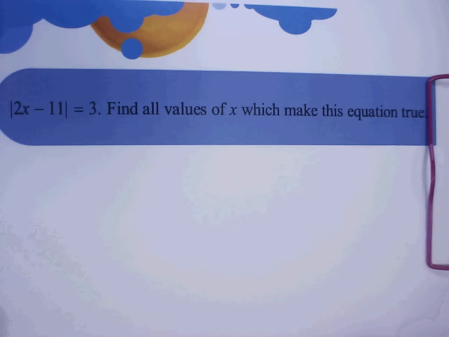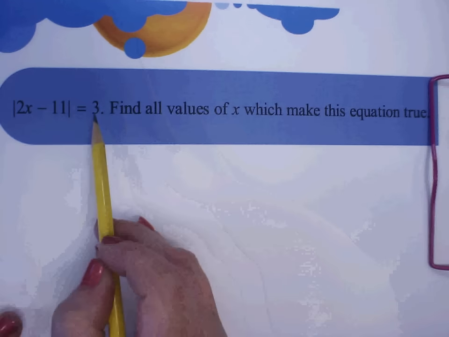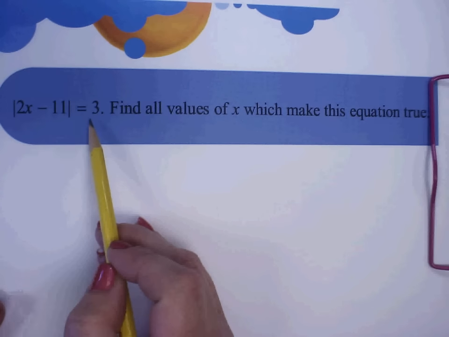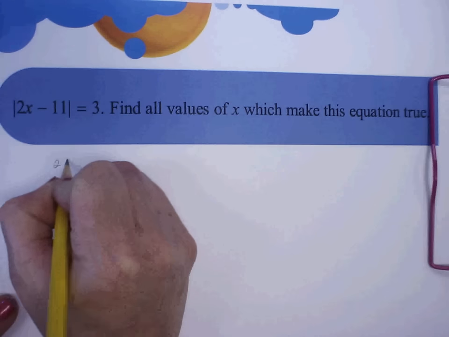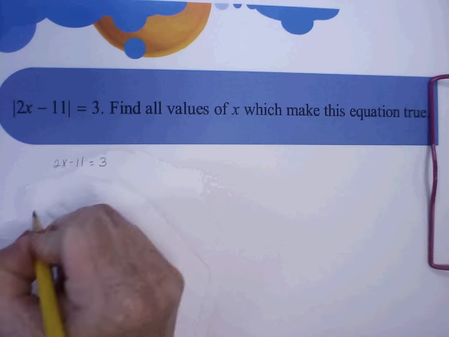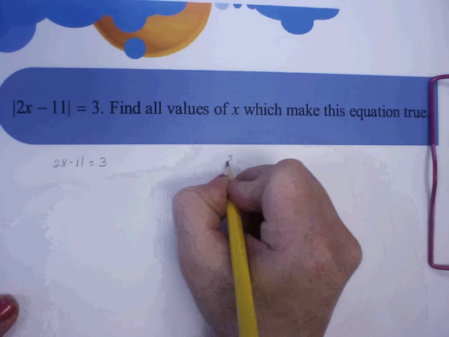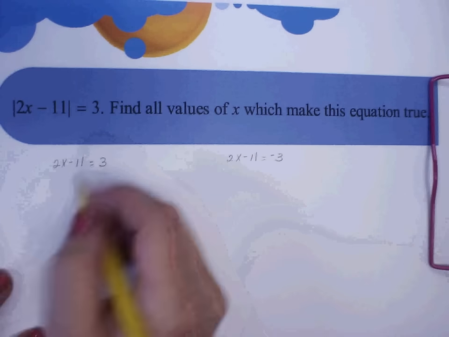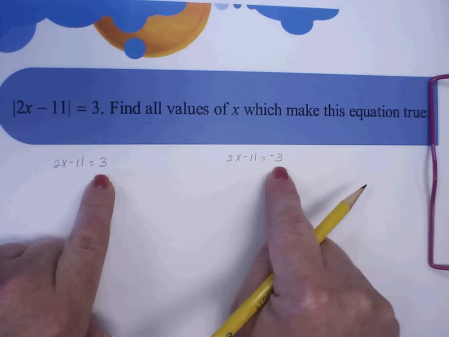The absolute value of 2x minus 11 equals 3, and we've got to find all the values which make this equation true. All right, so the first thing that we need to understand is that because it's absolute value, it can be equal to 3, but it could also be equal to -3. So we have two equations that we need to solve. The first one would be 2x minus 11 equals 3, and notice that I took it out of the absolute value. And the next one would be 2x minus 11 equals -3. All right? Because again, the absolute value of 3 and the absolute value of -3 is the same.